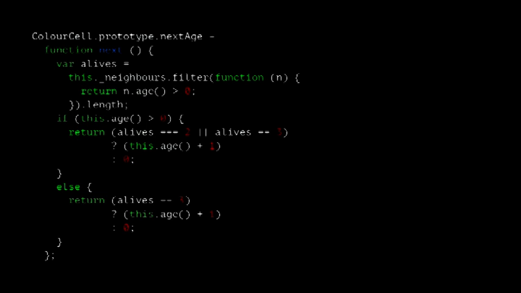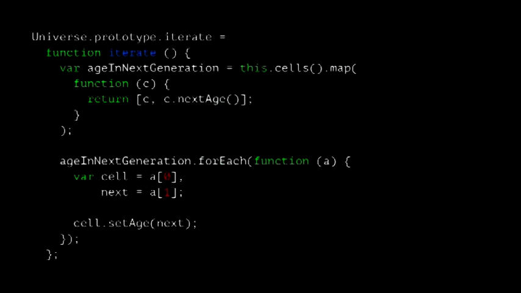Otherwise, it's very, very similar. And when we iterate in our universe over all the cells, instead of asking each cell for its next alive, and then setting its alive to whatever the next alive was, we're now getting its age and setting its age.